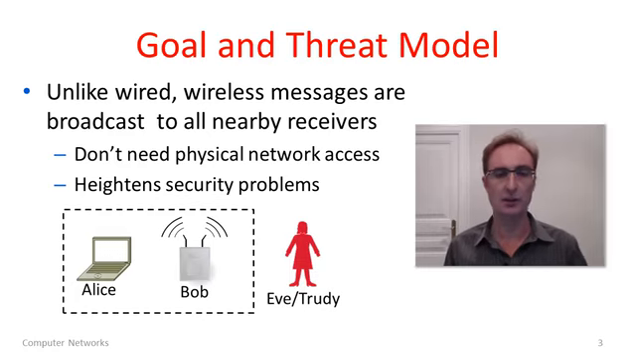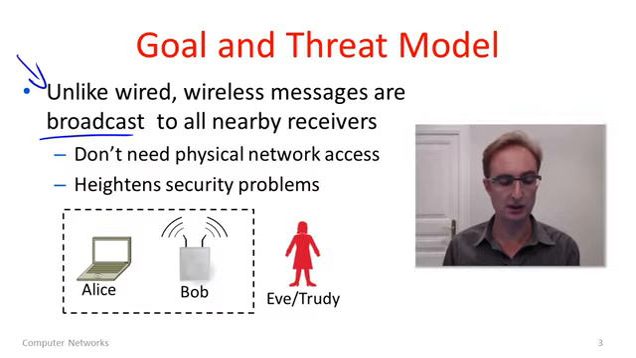Okay, so let's start with the goal and threat model. Again, just to be clear what kind of security it is that we are trying to provide. And the key difference, which you should realize between wired networks and wireless networks, is this: the wireless messages are broadcast to all nearby receivers. This is very different than your average wired setting, in that you don't need physical access to the network in the same way to be able to use it. And it heightens security problems.